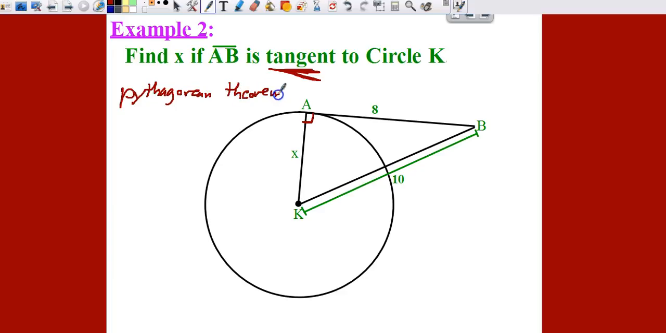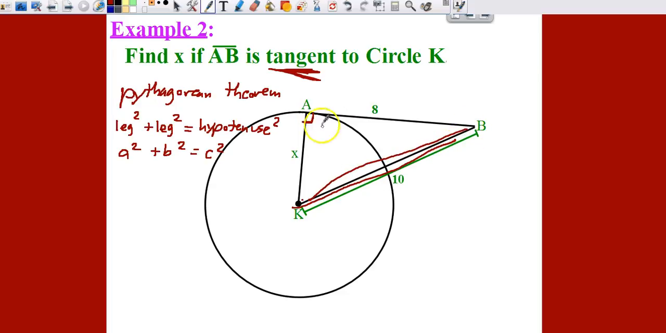Which states that the sum of the legs squared, we don't have to use A and B, it's just the two legs squared and added together equals the hypotenuse squared. So A squared plus B squared equals C squared. And so this 10 actually is the hypotenuse. I know sometimes people want to say that's the hypotenuse because it's coming out of the circle, but the longest side of the right triangle is always going to be opposite the right angle.